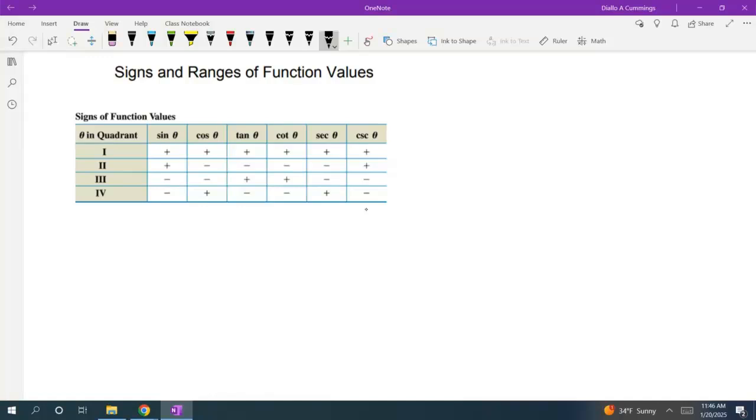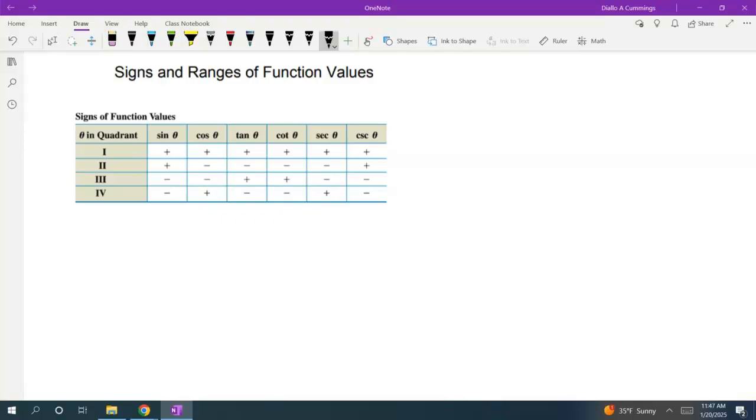In quadrant number 1, if you look across, all 6 trig functions are positive. In quadrant number 2, the sine and its reciprocal, the cosecant, are positive. All of the other 4 trig functions are negative in quadrant 2. In quadrant 3, the tangent and its reciprocal, the cotangent, are positive. Everything else is negative. In quadrant 4, the cosine and its reciprocal, the secant, are positive, and all other trig functions are negative.